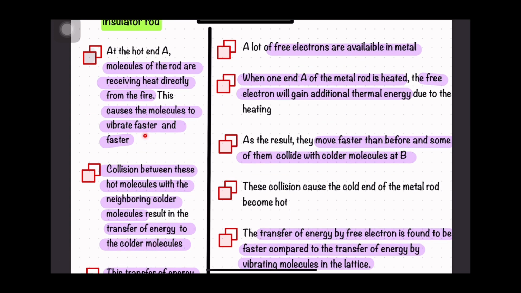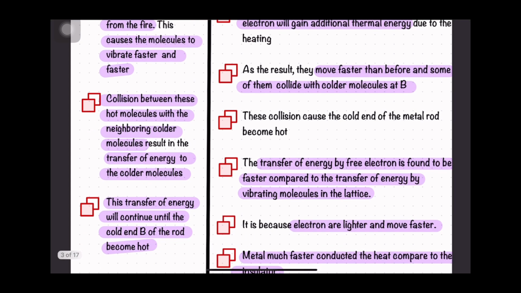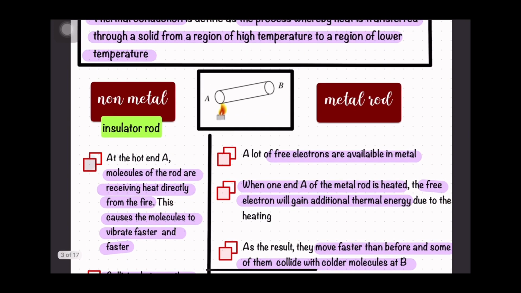So maksudnya bila dia vibrate, sebenarnya dia berlanggar lah antara hot molecule dengan cold molecule tu. So bila ada pelanggaran, maka dia akan transfer lah energy kepada cold molecule tersebut. Okay, so this transfer of energy will continue until the cold end B of the rod becomes hot. Contohlah you panaskan A, dia akan sampai bila proses ni berlaku, sampailah point B ni akan rasa temperature yang sama dengan point A. Okay, itu untuk insulator rod.